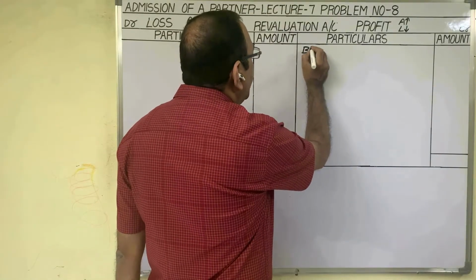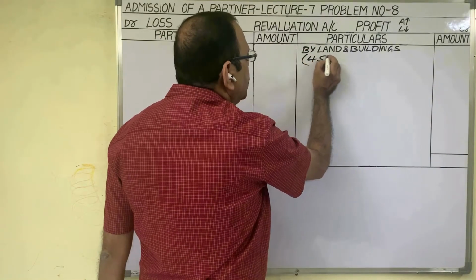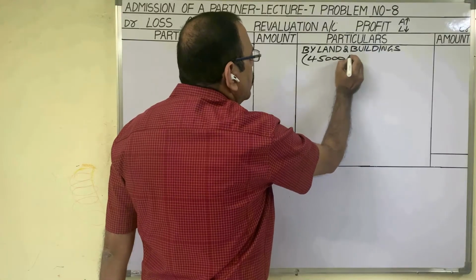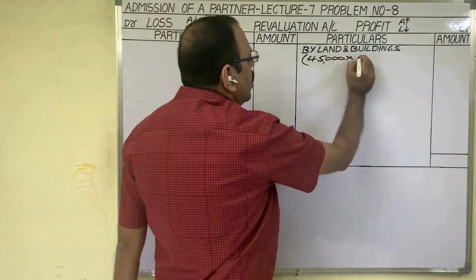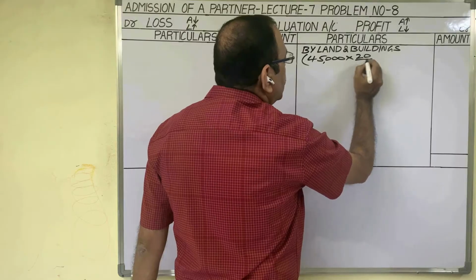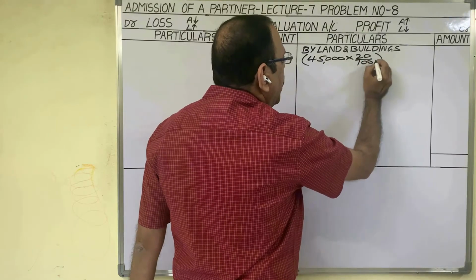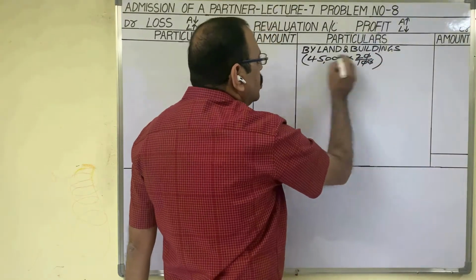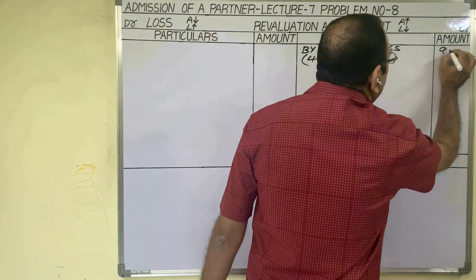By land and buildings. Land and buildings value 45,000, the old balance sheet value. And the market value of this asset is increased by 20%. So it is 9,000 rupees.